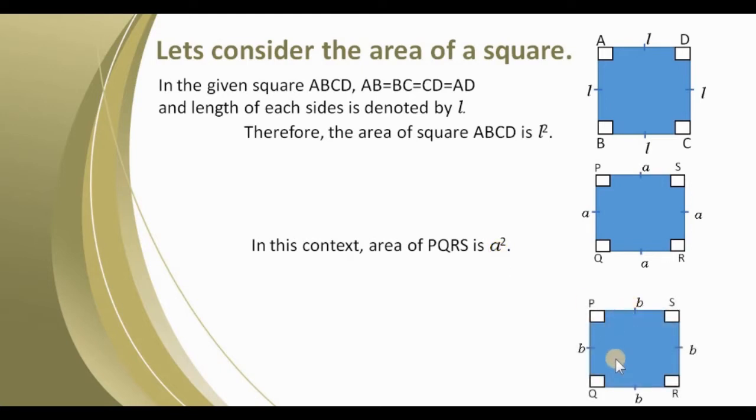In the same way, in this square PQRS, the sides are denoted by B. Therefore, the area of this square is B square. It means in any square, if the side is L, area is L square. If the side is A, the area is A square. If the side is B given, the area is B square. If the side is X, then the area of the square will be X square. If the side is H, then the area of the square is H square.